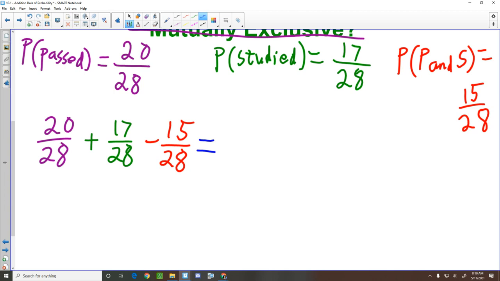All right, all together, you get 22 over 28, right? Is that what you got? 22. And divide that out. And about 0.79. 0.79. So there's a pretty good probability that if I just randomly selected one student from the class, that they either studied for the test or they at least passed the test, which is good. It's a good thing.